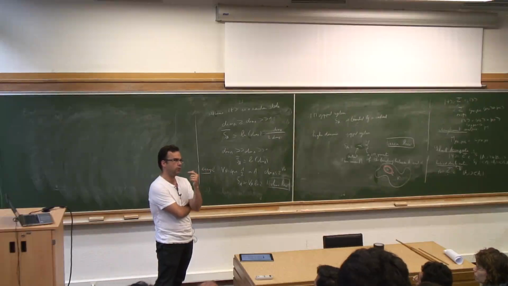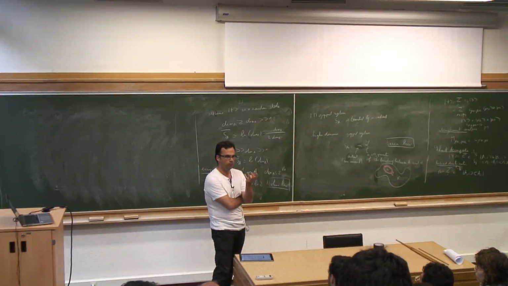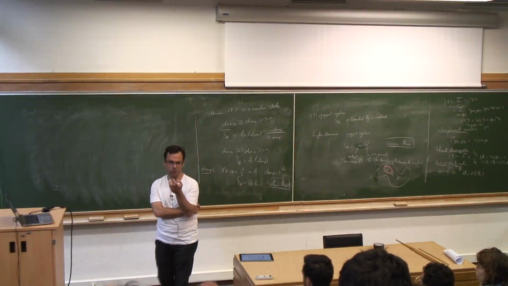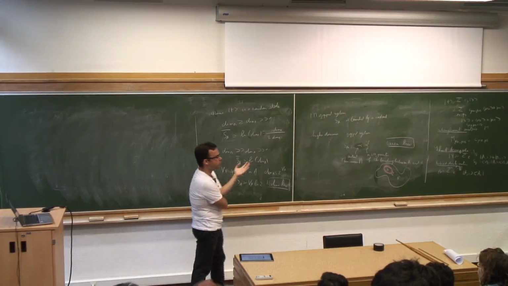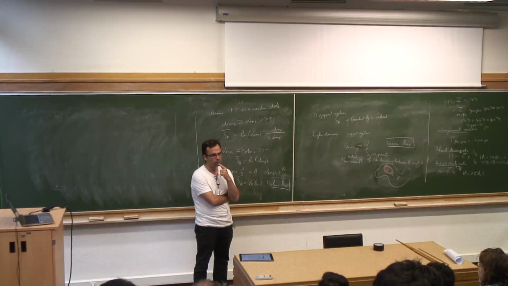Well, we go back to the original question. Basically, a gap is a notion you relate to the Hamiltonian of your system. So now here you're just computing a property of the ground state. Okay.